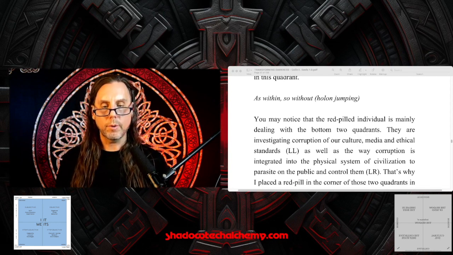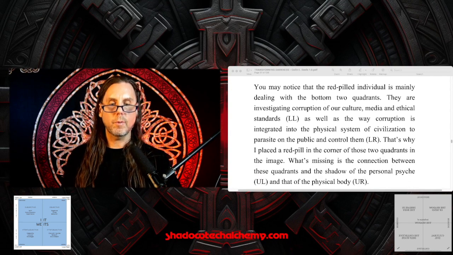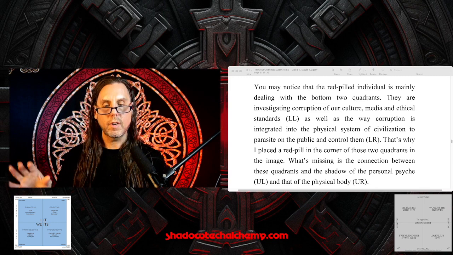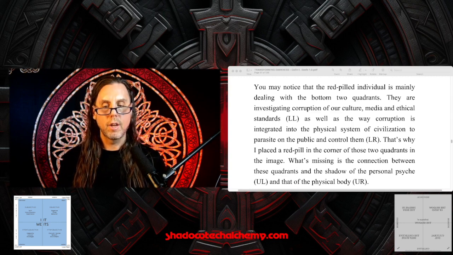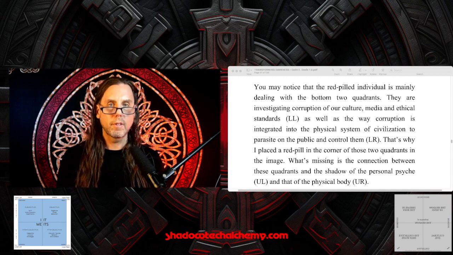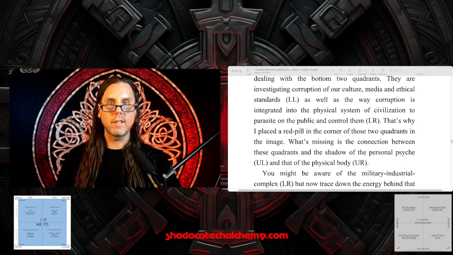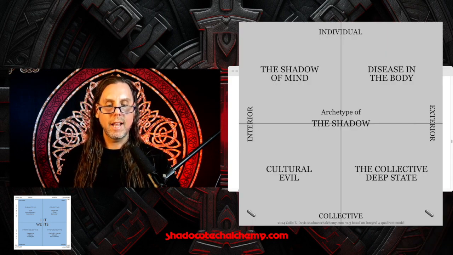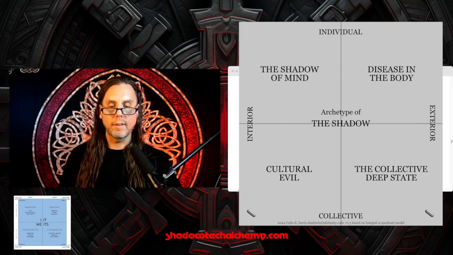As within, so without, holon jumping. You may notice that the red-pilled individual is mainly dealing with the bottom two quadrants. They are investigating corruption of our culture, media, and ethical standards, lower left-hand quadrant, as well as the way corruption is integrated into the physical system of civilization to parasite on the public and control them, lower right-hand quadrant. That's why I placed a red pill in the corner of those two quadrants in the image. What's missing is the connection between these quadrants and the shadow of the personal psyche, upper left, and that of the physical body, upper right.